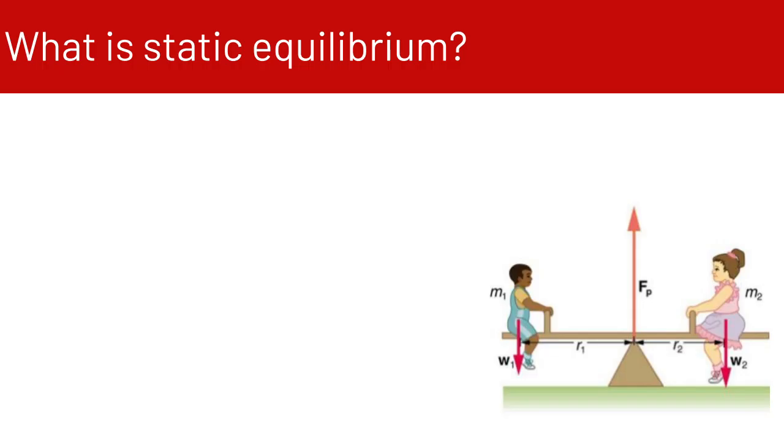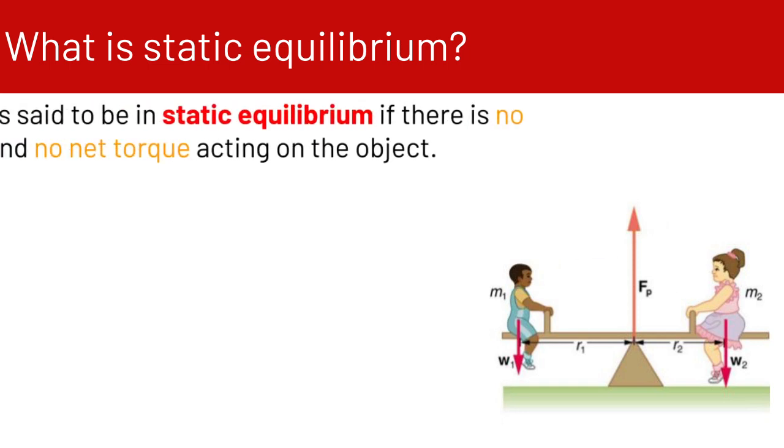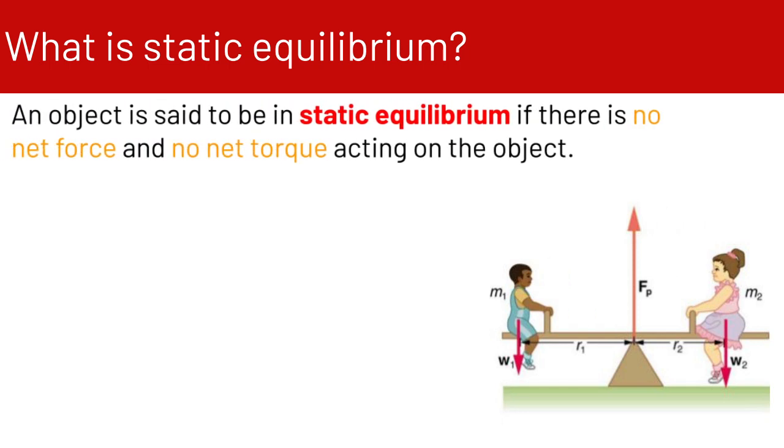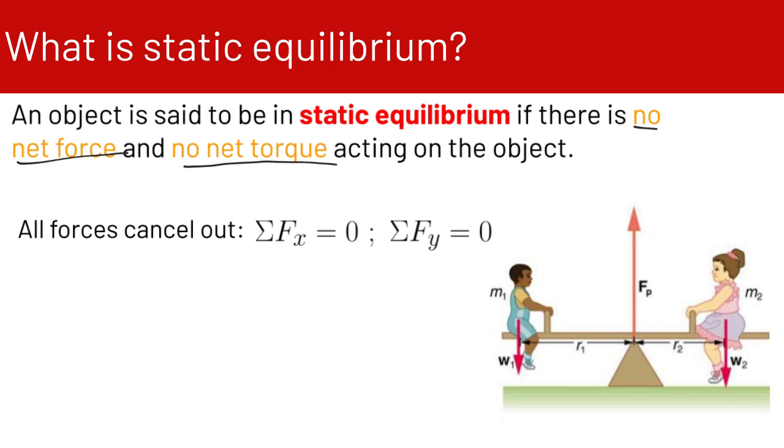So what is static equilibrium? An object is said to be in static equilibrium if there is no net force and no net torque acting on the object. So, in other words, all forces cancel out.